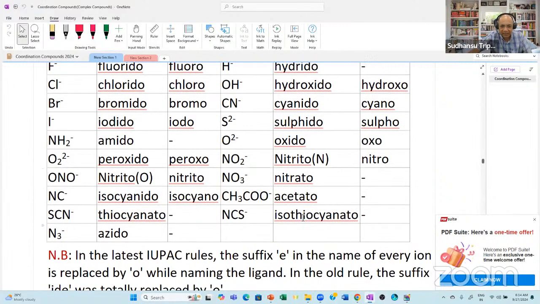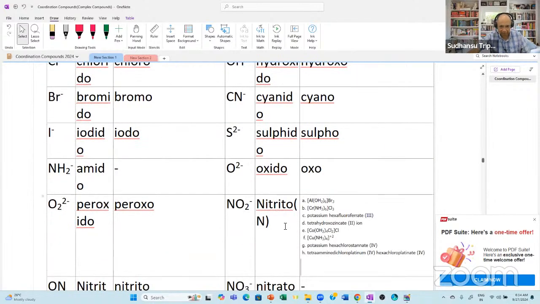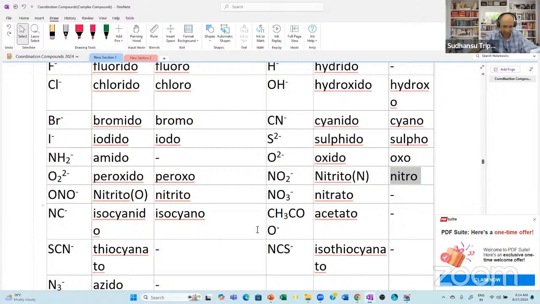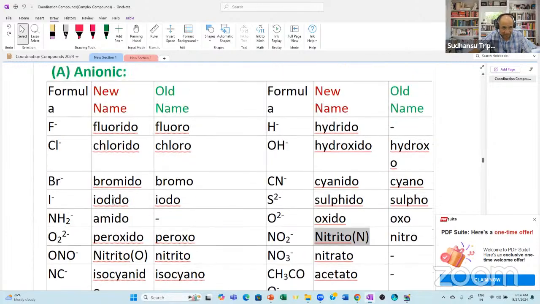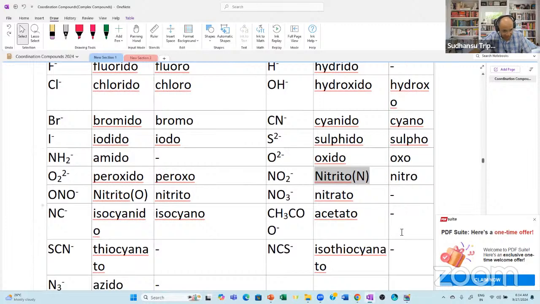I've given so many: acetato, nitrato. If nitrogen is the donor, then it is nitrito-N. Previously, it was called nitro. If oxygen is the donor, the formula is same. It was written as ONO, but same formula. It was called nitrito, but now it is called nitrito-O, and this is nitrito-N, written as NO2 minus. This is ONO minus. CN minus is cyanido. They were calling cyano. Still they are calling cyano.